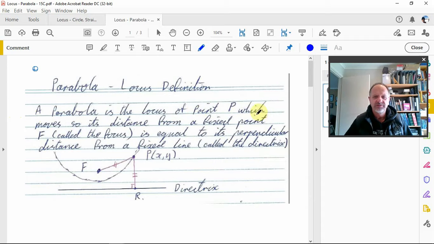A parabola is the locus of point P, which moves so that its distance from a fixed point F, called the focus, is equal to its perpendicular distance from a fixed line, called the directrix. So here's the focus, and the perpendicular distance from that line is here. That makes a right angle. So those two distances, FP and RP, are the same, and this directrix goes this way. It's a line that, in this form, is sort of like y equals something.